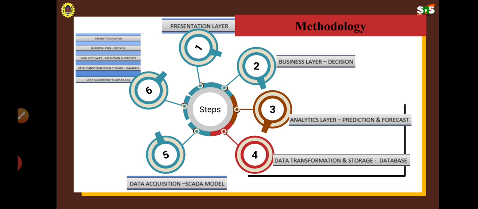to shut down the supply in case of any leakage. In this way, the leakage can be controlled, reducing the chances of water leakage. This is the most important phase in this problem. Next one, analytical layer. This is the most important task.